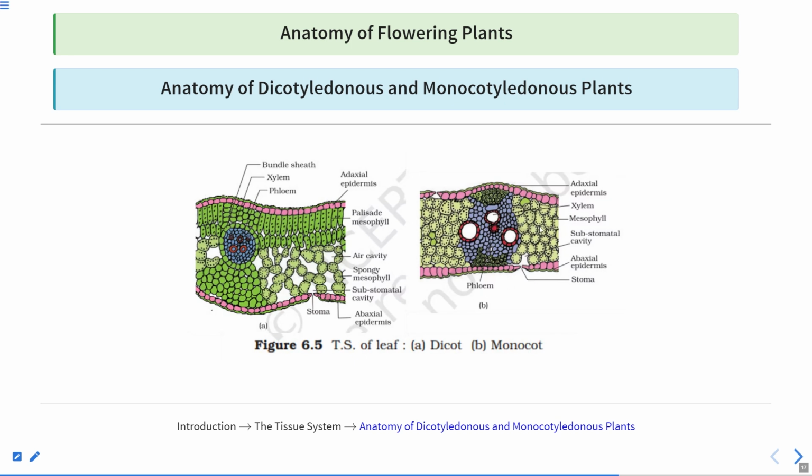But the major difference here in the case of monocot is that the palisade and spongy parenchyma type of mesophyll cells are not there, right? They have just mesophyll cells. And what about the air cavities? No air cavities are there, only the substomatal cavity is there. So this is showing the huge difference, right? And see the arrangement of the vascular bundles also. Okay, so let us see.